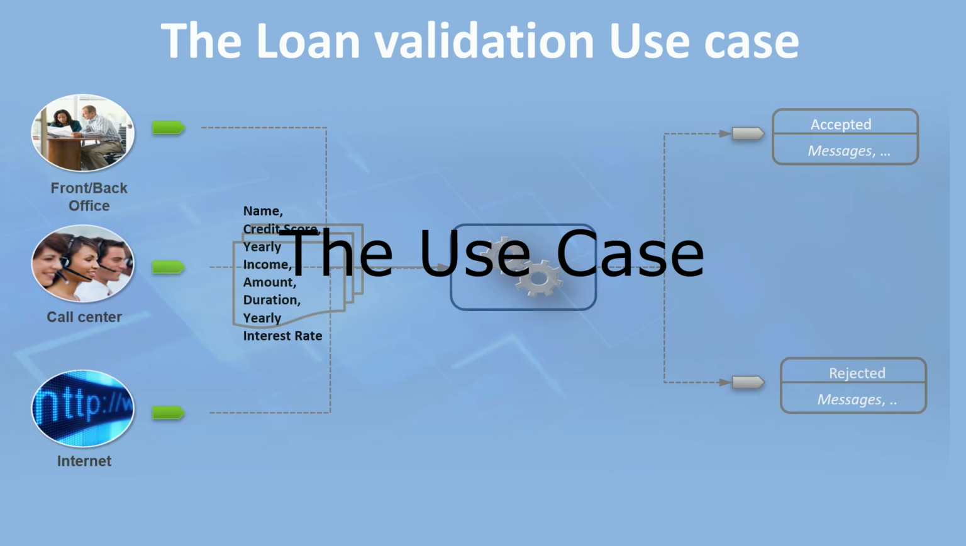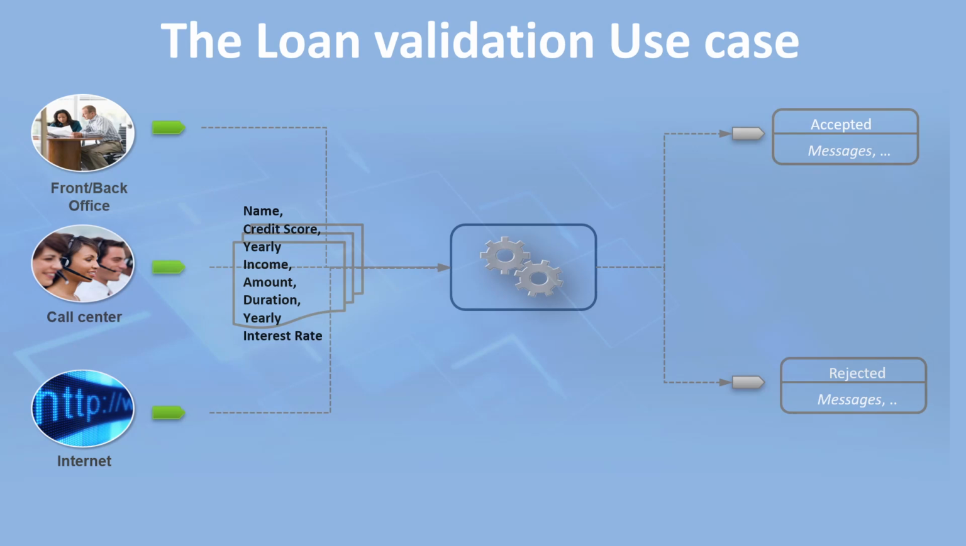The use case that we'll be considering for this demonstration is the loan validation use case, a very common use case for the business rules management domain. We consider that we have an application, either from the front or back office channel, the call center channel, or even the internet channel, that sends a set of data to a rule service, and this rule service executes a set of business rules upon this data in order to generate a final result. The input data are the name, credit score, and the yearly income from the applicant, and then the amount, duration, and the yearly interest from the loan itself.